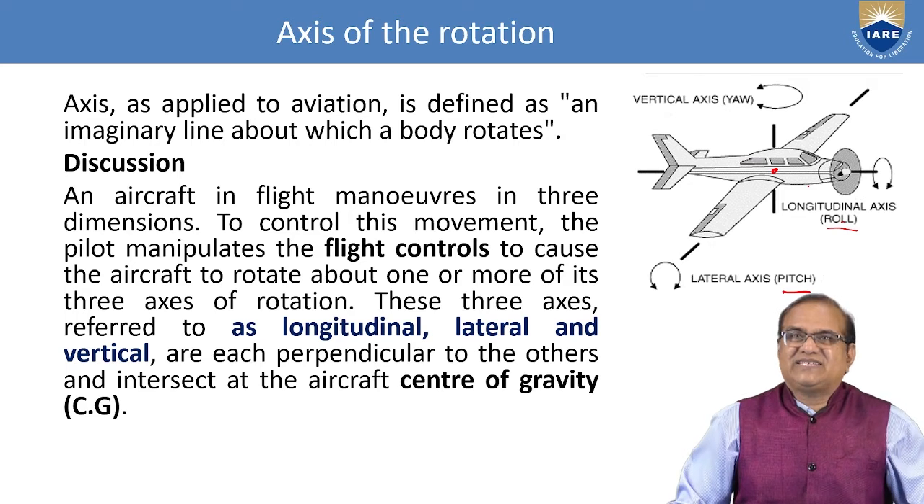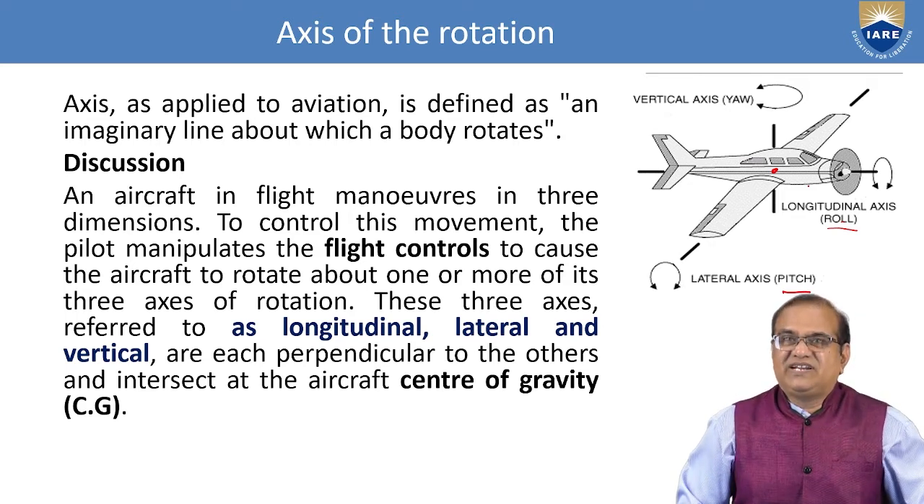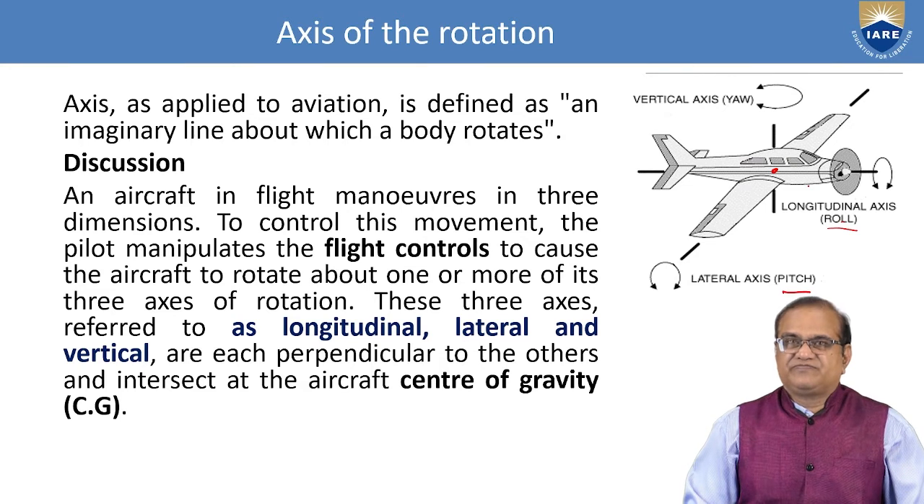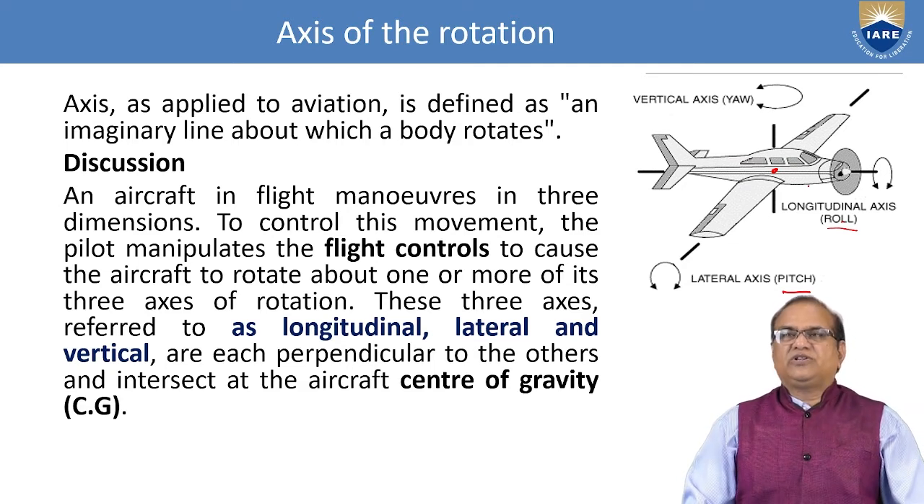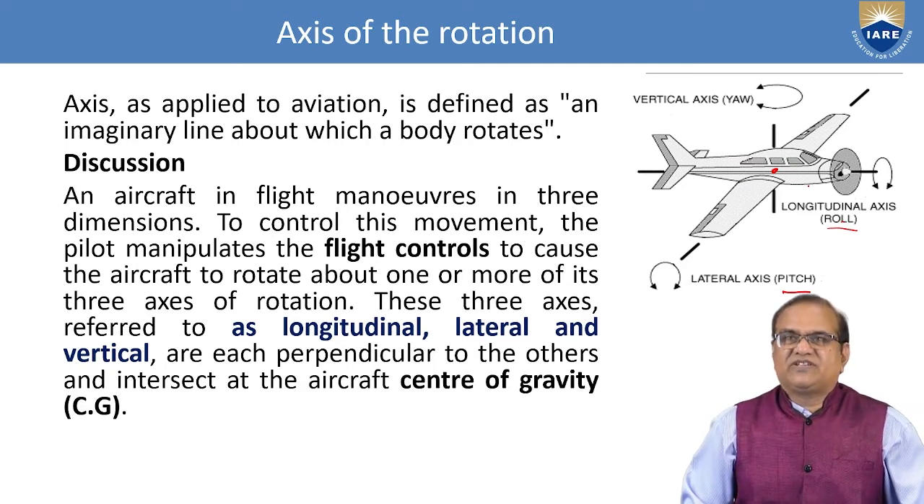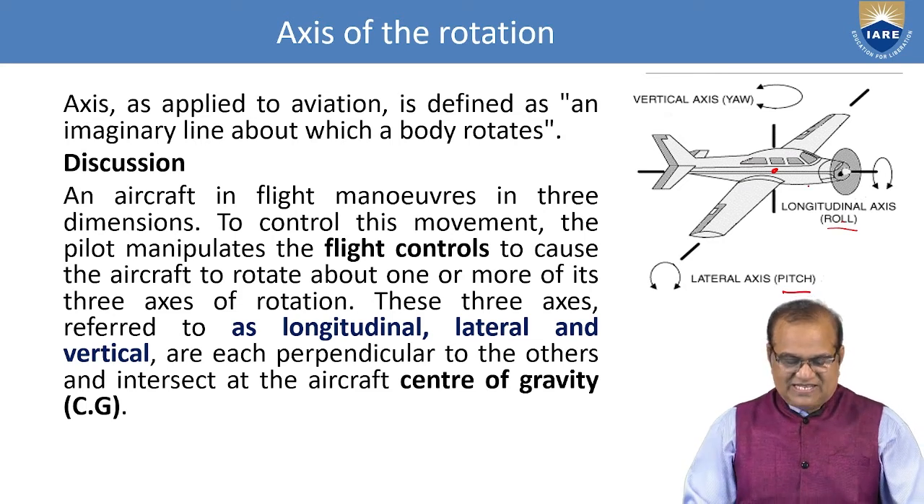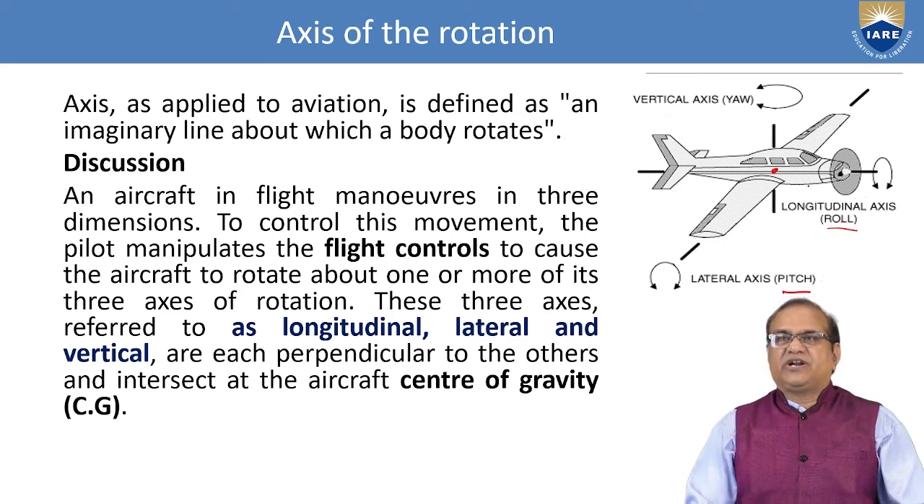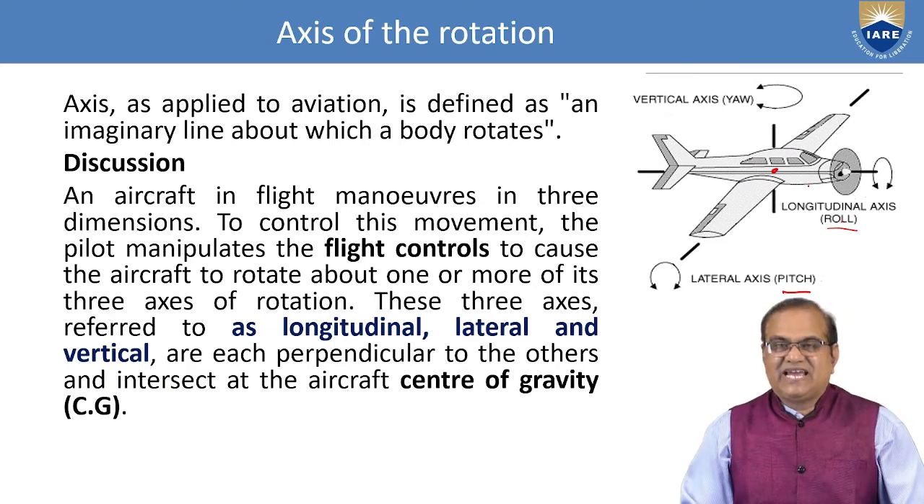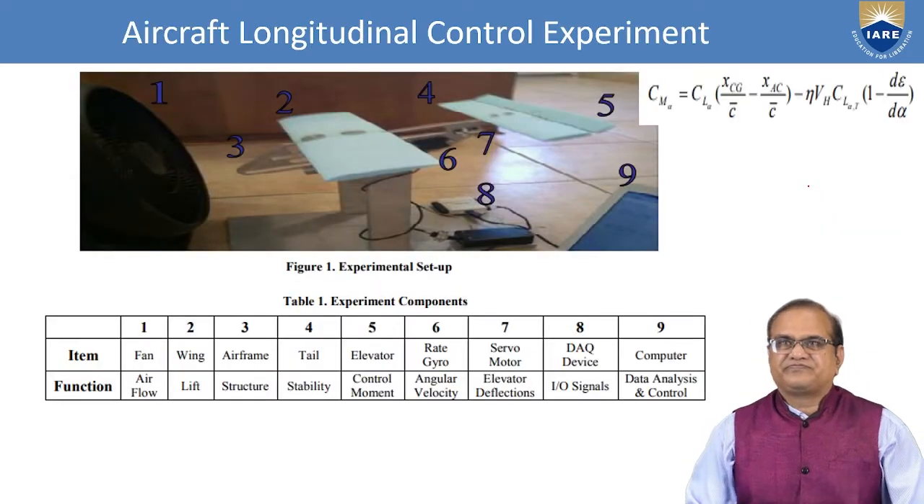An axis as applied to aviation is defined as an imaginary line about which a body rotates. An aircraft in flight maneuvers in 3 dimensions. To control this movement, the pilot manipulates the flight controls to cause the aircraft to rotate about one or more of its 3 axes of rotation. These 3 axes, referred to as the longitudinal axis, lateral axis, and vertical axis, are each perpendicular to the others and intersect at the aircraft center of gravity.